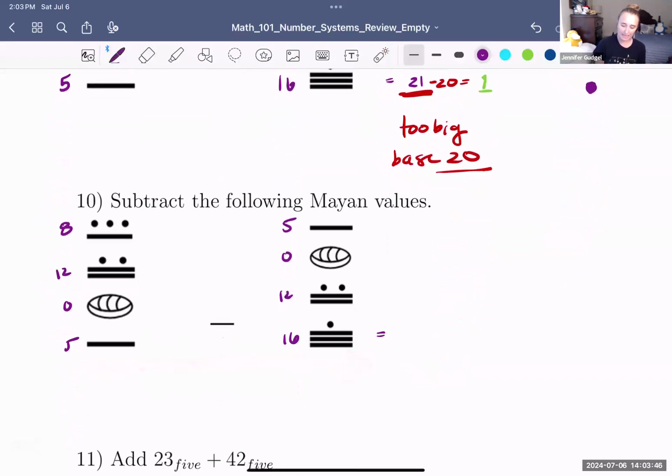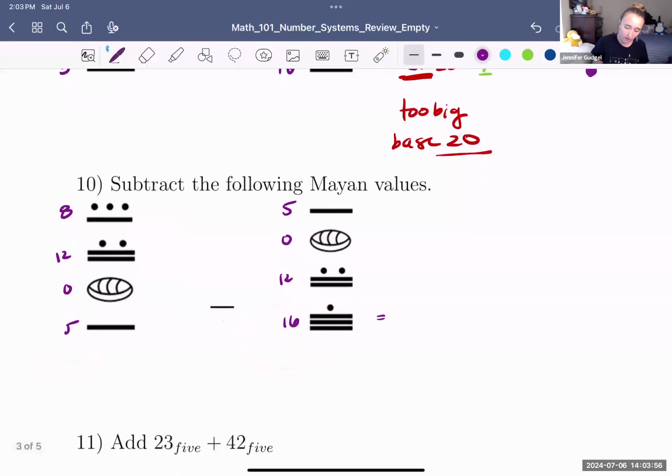So I can't take 16 away from 5. It's not possible. I can't take 16 away from 5. So I need to break apart or borrow from here. But is there anything to borrow from that next place? The answer is no. So I need to break apart or borrow from the next place.